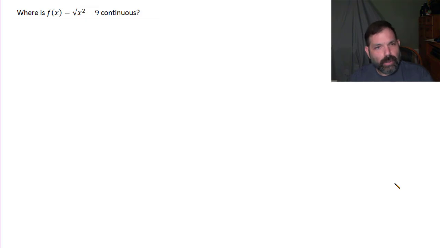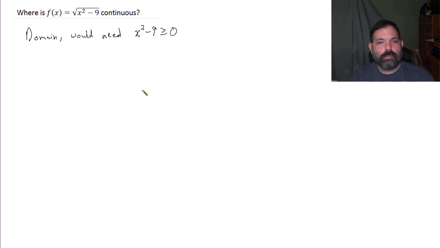All right, this one's a little bit trickier. What if we had the function f of x is the square root of x squared minus 9? Well, hey, we've seen the last couple examples, and they had something to do with the domain. Let's think about the domain and see if that makes sense to us. All right, so if we think about the domain of this function, since it's an even root, we would need the x squared minus 9 to be greater than or equal to 0.